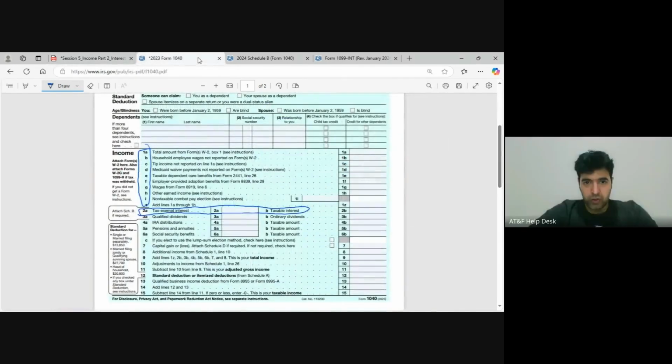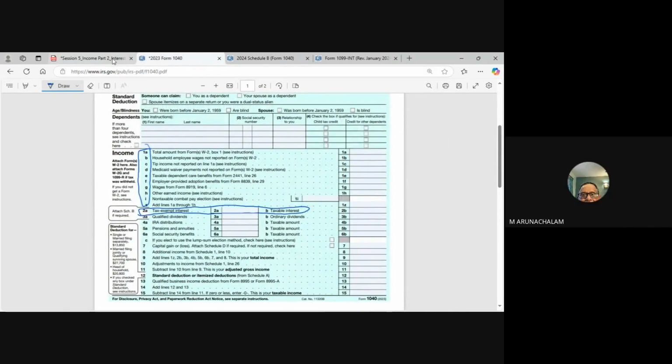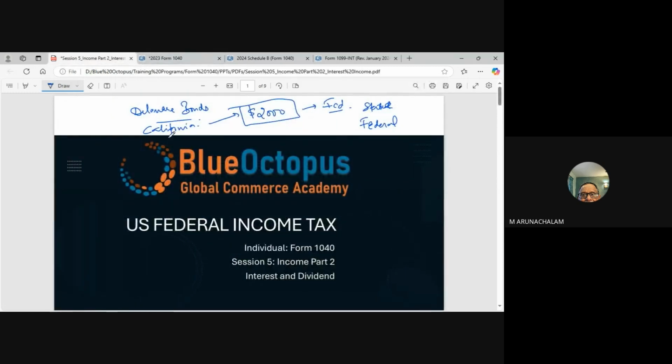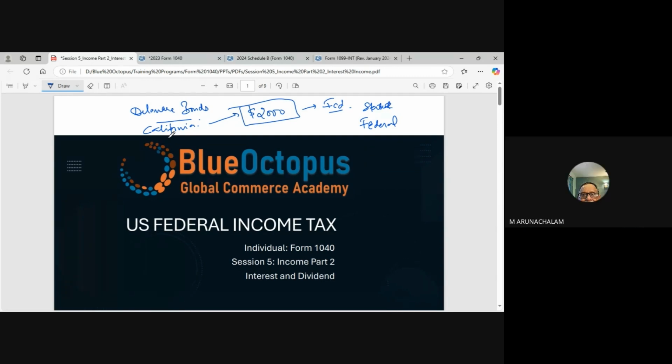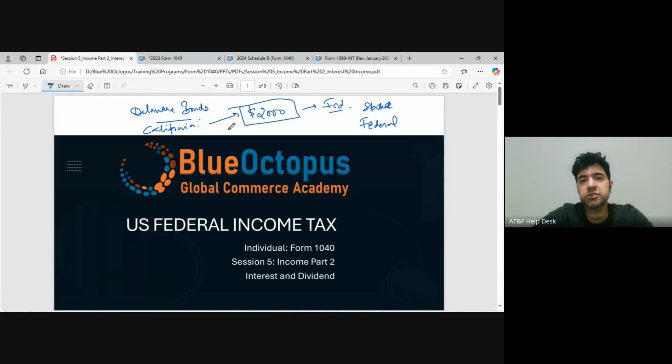Okay. Sir, what about local bond interest? That is also taxable in California? Yes. If it is not from California, then it will be taxed. Okay. Other state municipal bonds? Yes. Other state municipal bonds and state bonds will be taxable in the resident state.